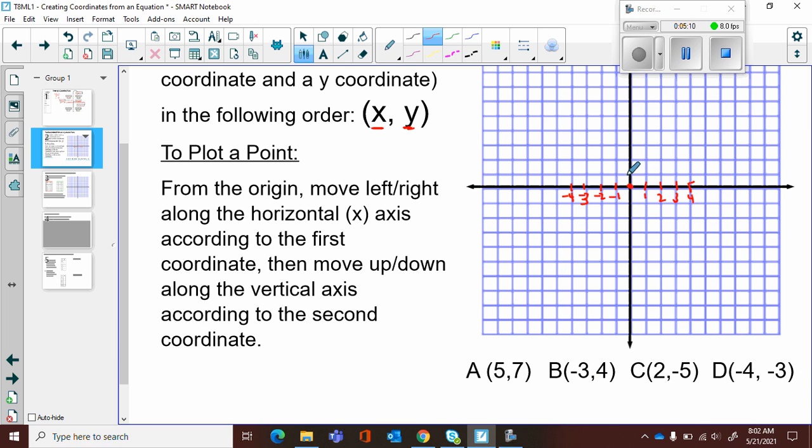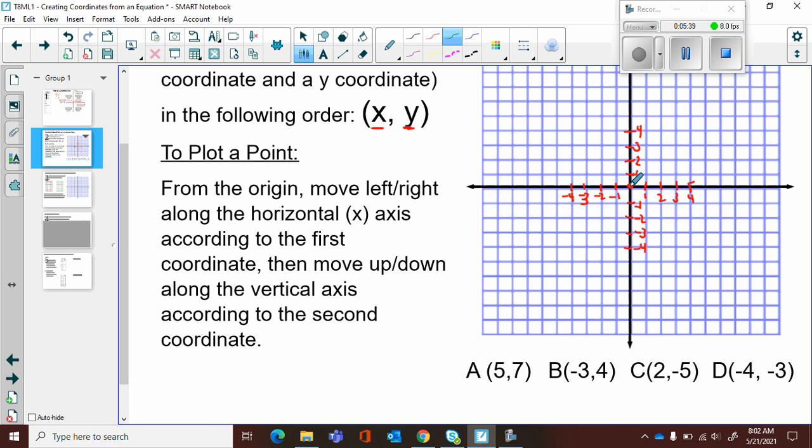I'm going to label some of my y-axis as well. So these are positive numbers, 1, 2, 3, 4. And then we have going down, -1, -2, -3, -4, and so on. So I'm going to change colors here. We'll do green. So my first coordinate is 5, 7.